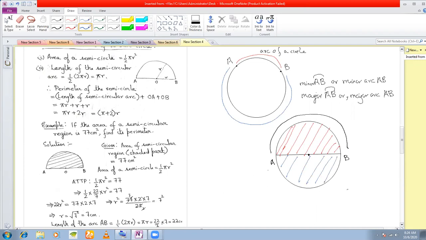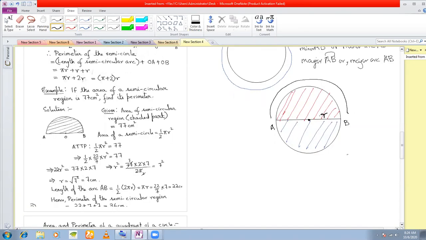Now if I take the radius of this semicircle, the red portion, as r, then what should be the area of this semicircle? Area of the half circle or semicircle. What is the area of a total circle? Pi r square. So therefore, since a semicircle is half the circle, the area of the semicircle will be half pi r square.